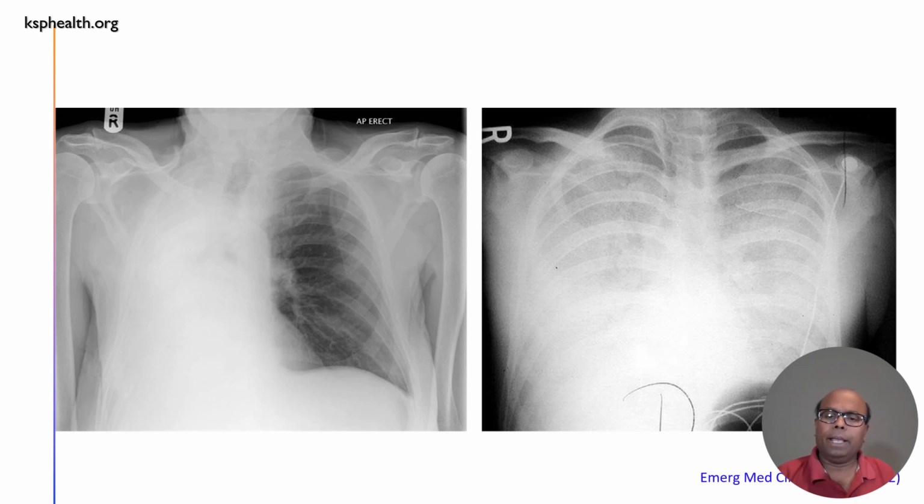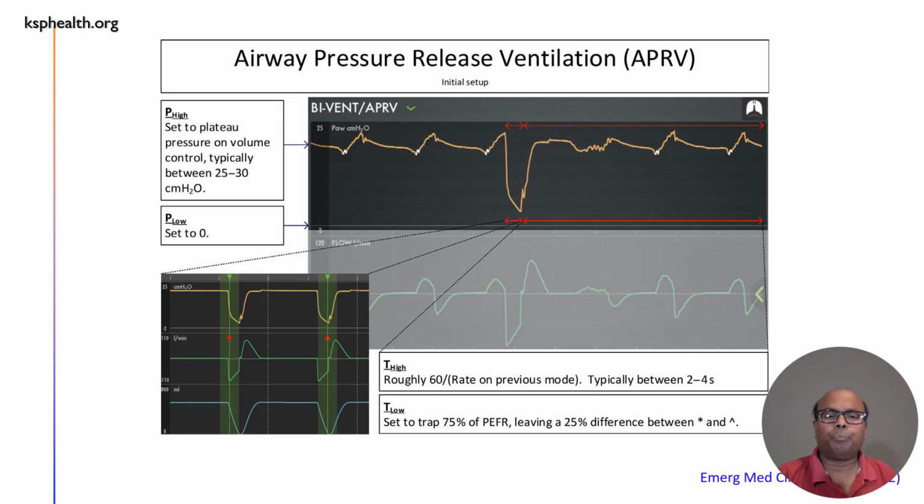On the other hand, the next slide has a bilateral lung disease with hypoxemic respiratory failure. This is an ideal candidate for APRV. There are 4 variables we use, which is different from other modes. One is P high. An easy way to explain APRV is keeping a high CPAP and intermittently you release it. That is the easy way to understand.